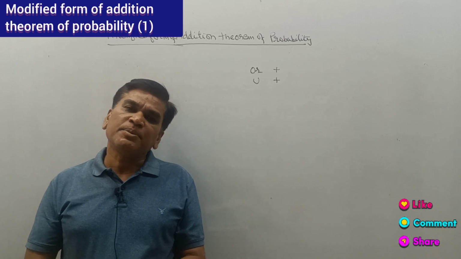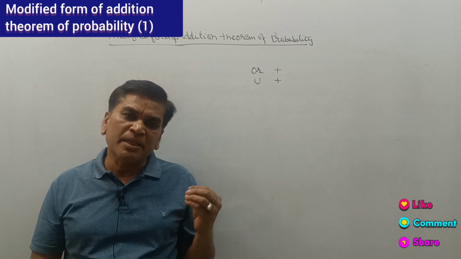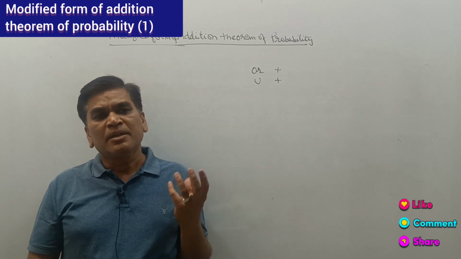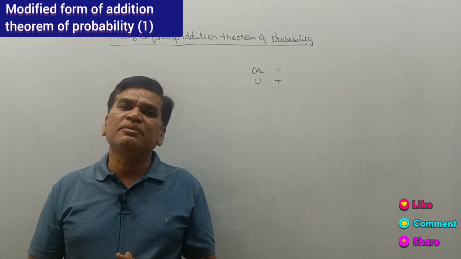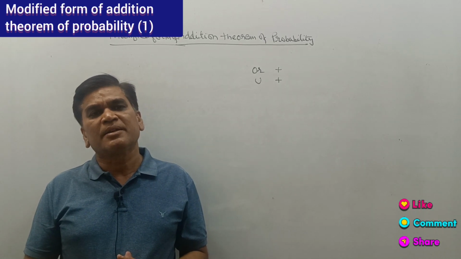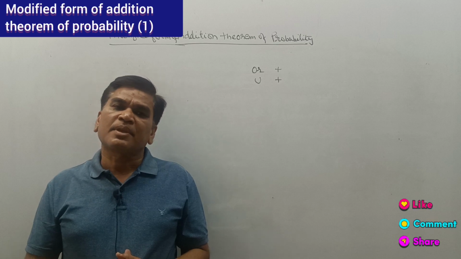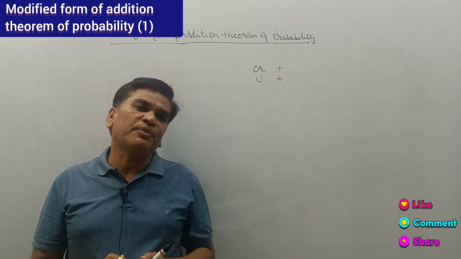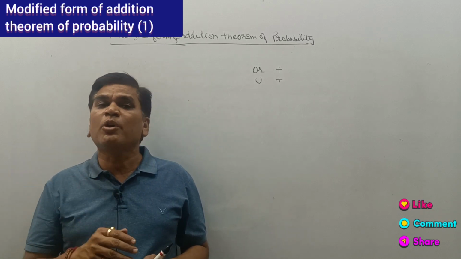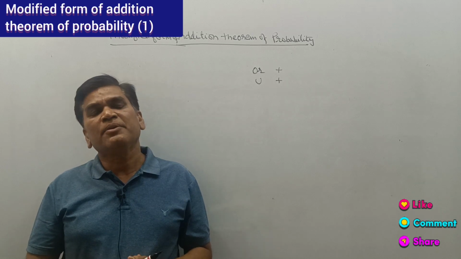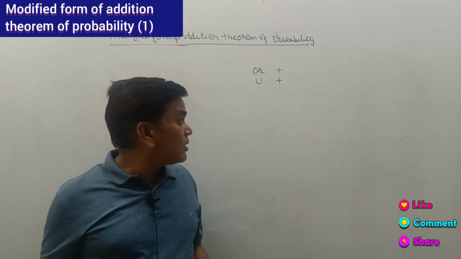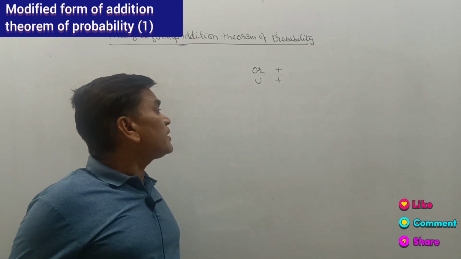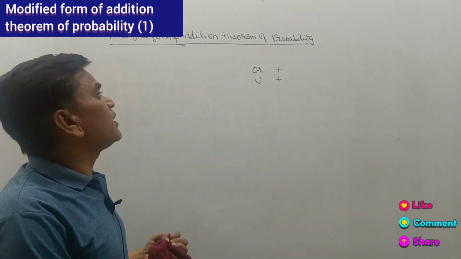But in today's video, we will discuss the modified form of the addition theorem of probability. Sometimes the questions are in this form in which mutually exclusive events are involved. Like if the probability of one occurrence is added into both, then we have to use the modified form of the addition theorem. So firstly we will discuss what the modified form of the addition theorem is.